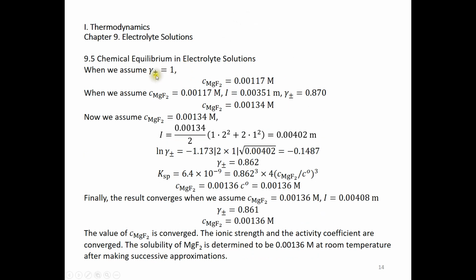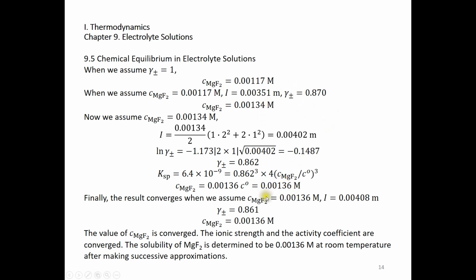Again, just a review. First, we assume gamma is 1, we get a concentration here, and then given this concentration, we compute the ionic strength and an updated value for gamma, which is 0.87. Using this gamma value instead of 1, we get a higher concentration of the ionic compound. Now, using this concentration, we can compute the ionic strength again, which is 0.004 molar. Using the new value of ionic strength, we can compute gamma again. This time, gamma is 0.862, slightly lower than the previous value, and then we'll be using this new value of gamma plus minus to compute the concentration of magnesium fluoride again, and we get another value, 0.00136. Compare this value and this value, you can see the last two values of the concentrations are really close to each other.